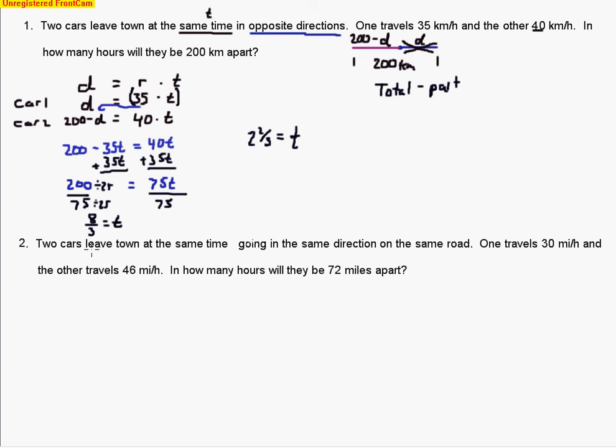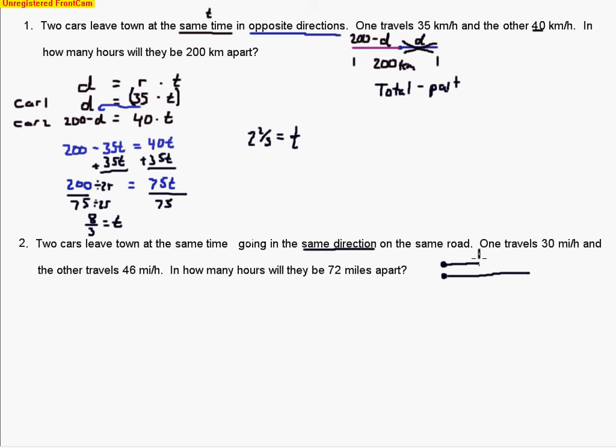This is a same direction problem. So two cars leave at the same time, again, going in the same direction. So two different types of problems. So let's draw the picture here. Here are the two cars. One's going to be going slower, one's going to be going faster. And so one goes 30 miles an hour, the other 46. How many hours until they're 72 miles apart?